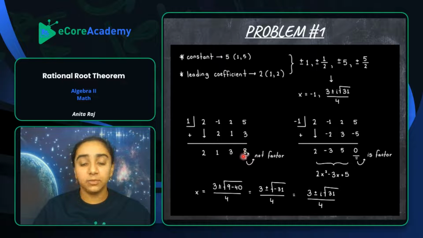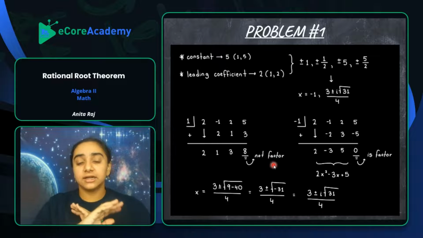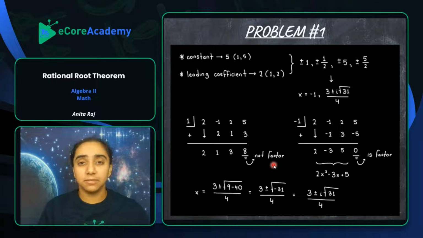Since we have an 8 at the end, we don't end with a 0. That means there's a remainder. So this 1 is actually not a factor. Since it's not a factor, we're going to eliminate that. That is not a possible root. So positive 1 does not work. Now let's move on to negative 1.